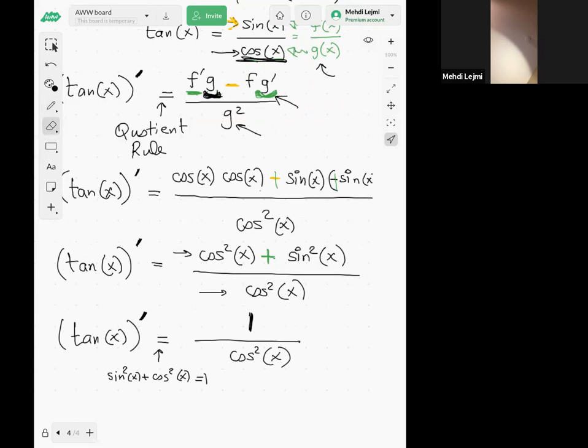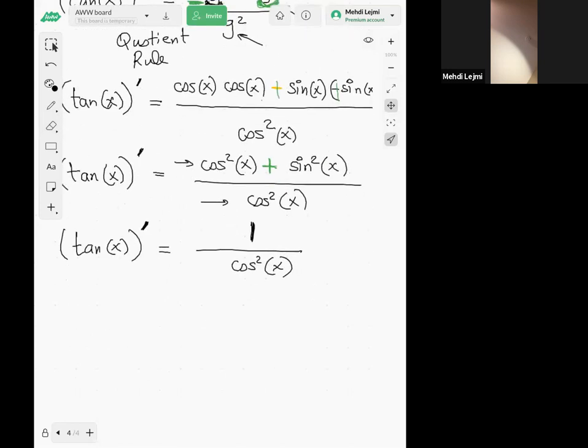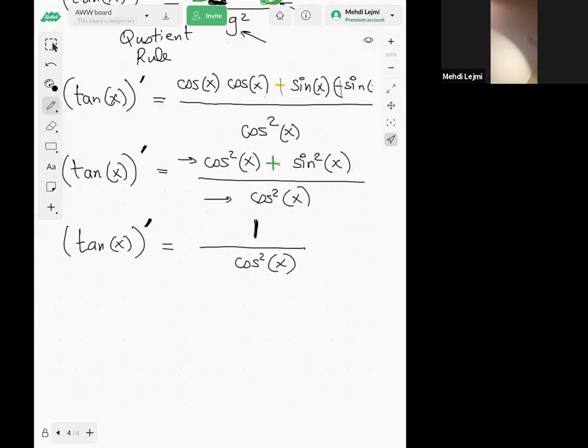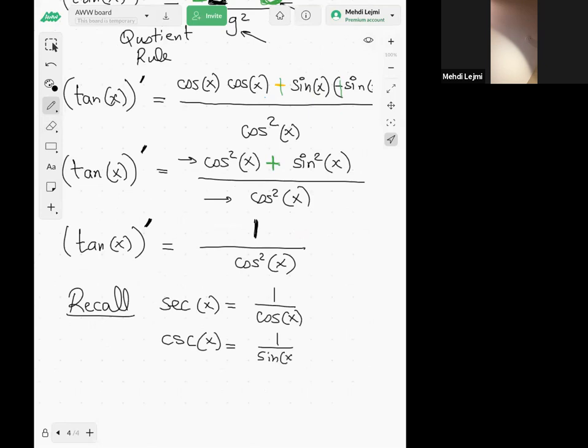Right? So the derivative of tangent is 1 over cosine square, right? Just to remind you, 1 over cosine is called secant of x. So secant of x is 1 over cosine of x, and cosecant of x is 1 over sine. It's just the definition of secant of x and cosecant of x.